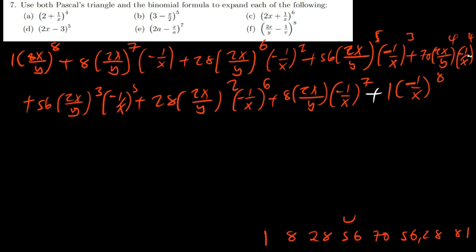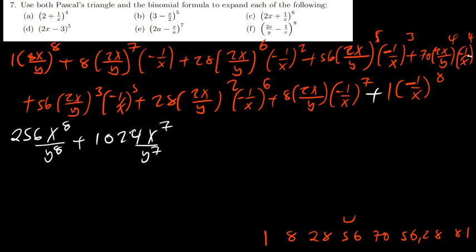Now we simplify. So we are going to have 2 to the power 8. 2 to the power 8 is 256. So I'm going to have 256 x to the power 8 divided by y to the power 8, plus then it's going to be 2 raised to the power 7, then times 8, which is 1024 x to the power 7 divided by y to the power 7.